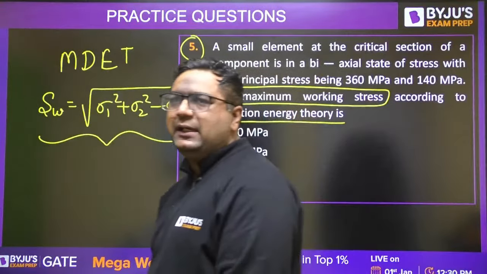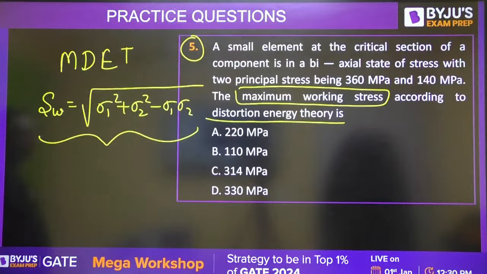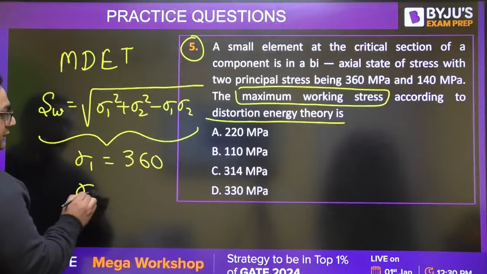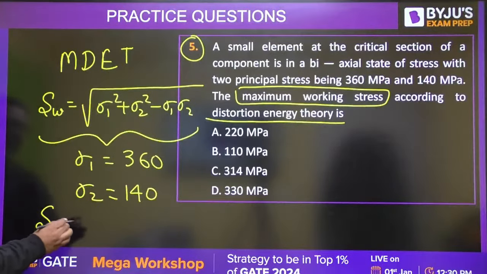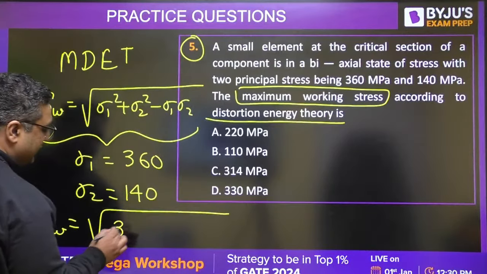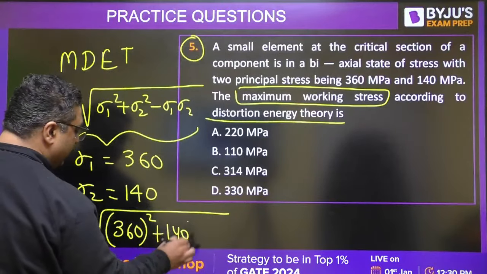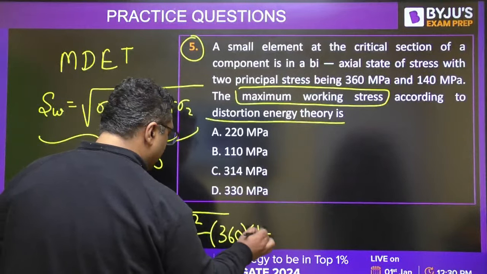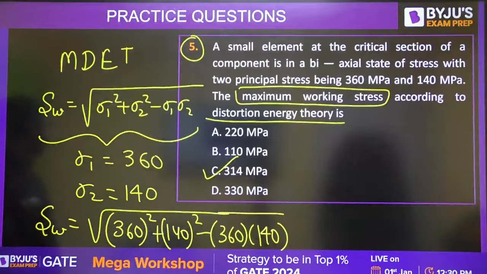Teju is saying C, Kiran is saying C, Madhuvamshi C. Bahut badhiya. So when you do this, they have given you sigma 1 to be 360 and sigma 2 to be 140. So you just need to do 360 squared plus 140 squared minus 360 into 140, and the answer would be 314 MPa.